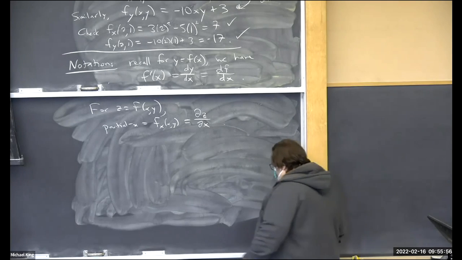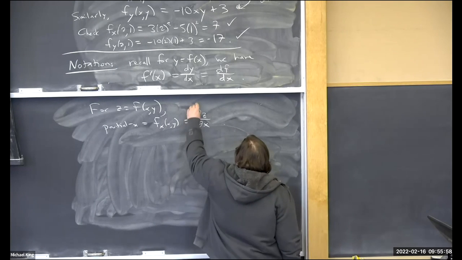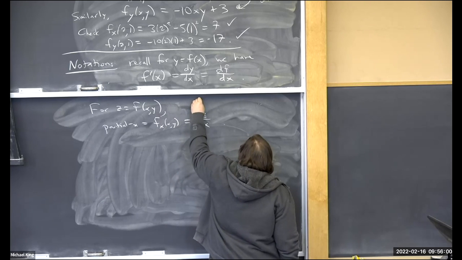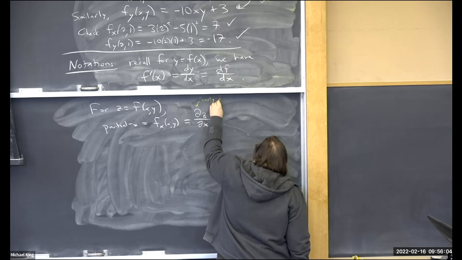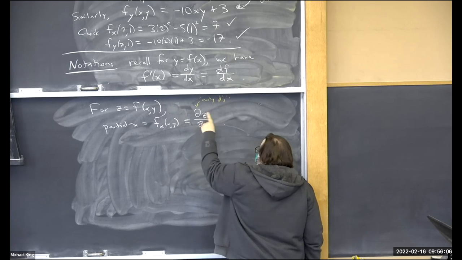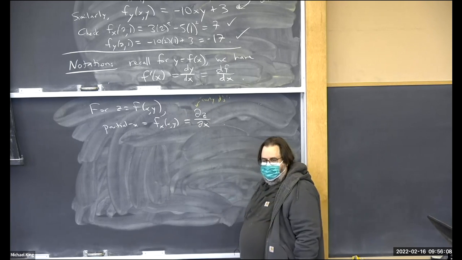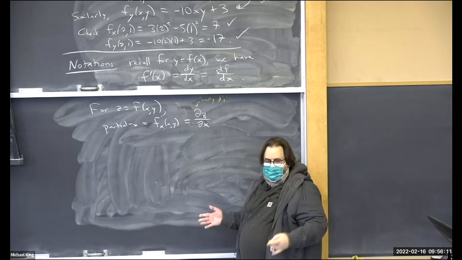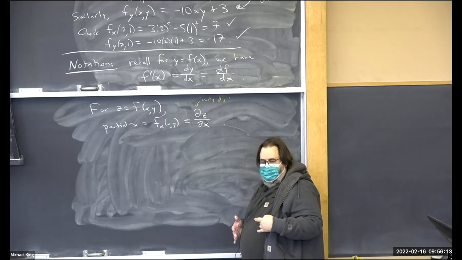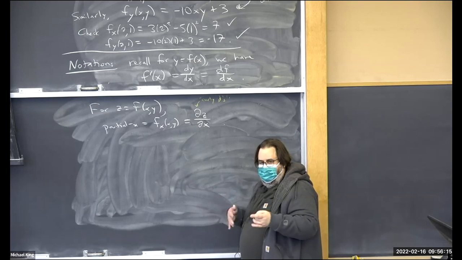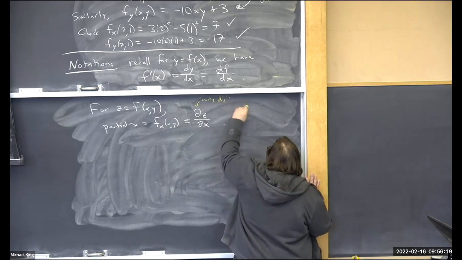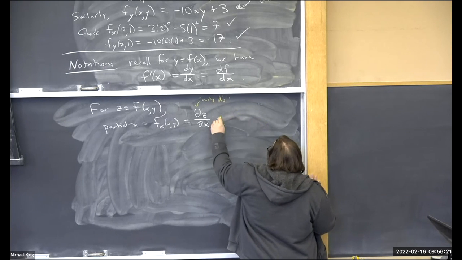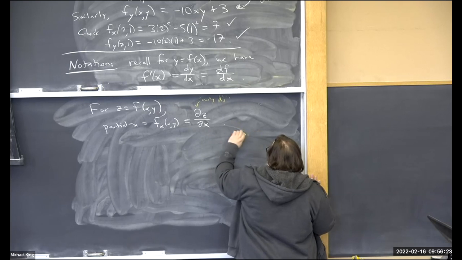These are curly Ds instead of regular Ds, and it's supposed to indicate that this is only a partial derivative. It's not the whole derivative. There are other variables involved. If we want to understand the derivative more fully, we'd have to look at the derivatives of the other variables. So these are curly Ds. You'd say partial z over partial x.